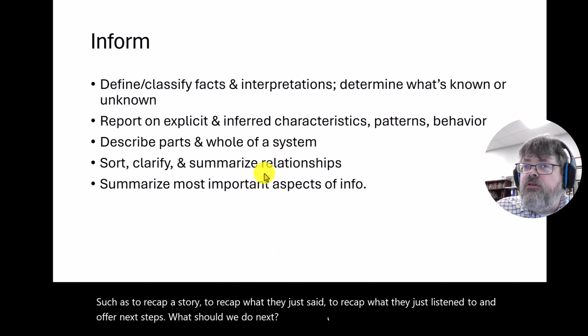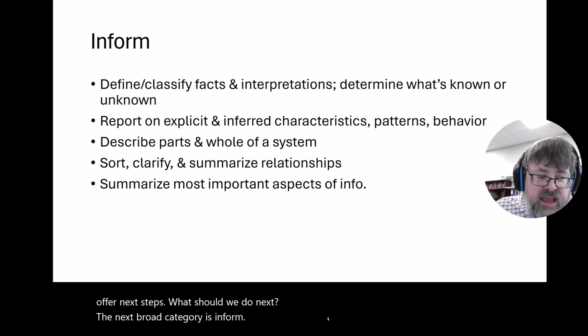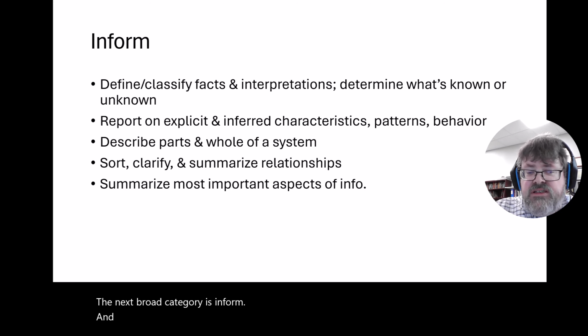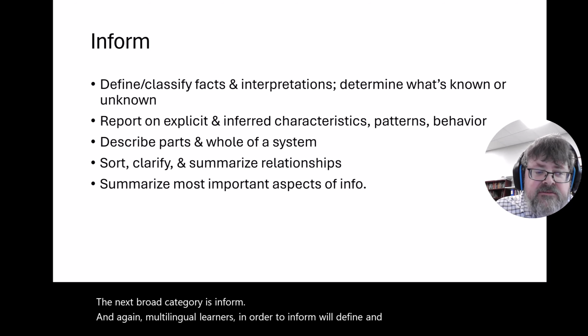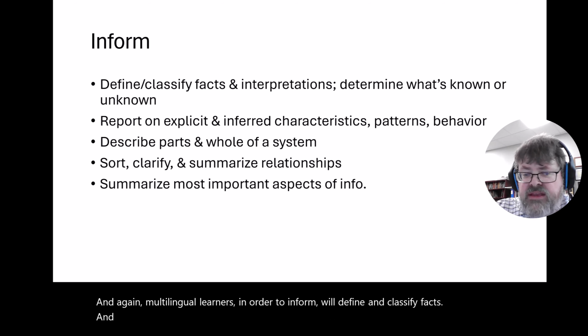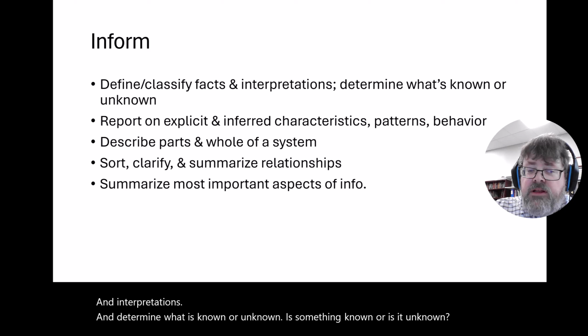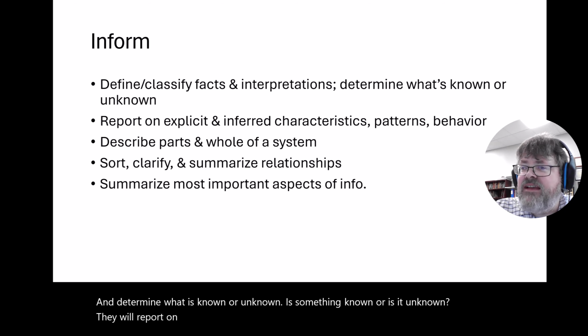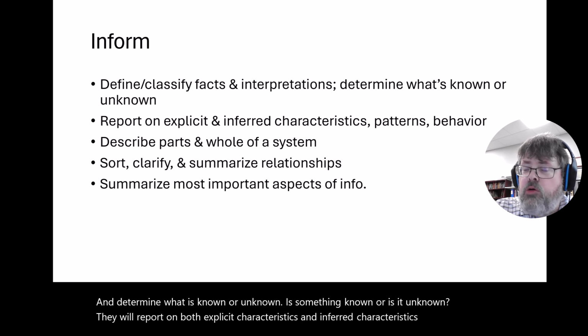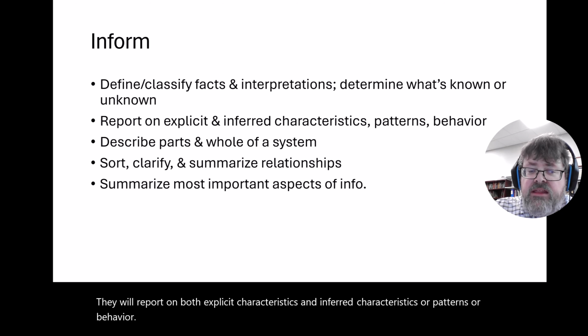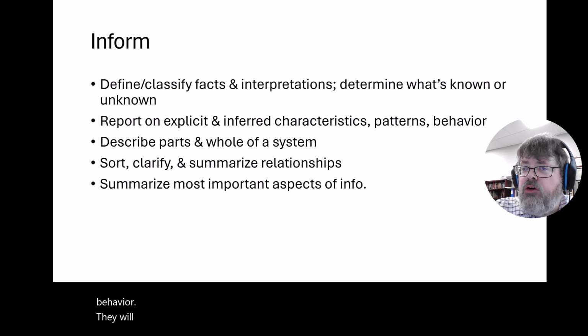The next broad category is inform. And again, multilingual learners, in order to inform, will define and classify facts and interpretations and determine what is known or unknown. Is something known or is it unknown? They will report on both explicit characteristics and inferred characteristics or patterns or behavior. They will describe the parts and whole of a system.